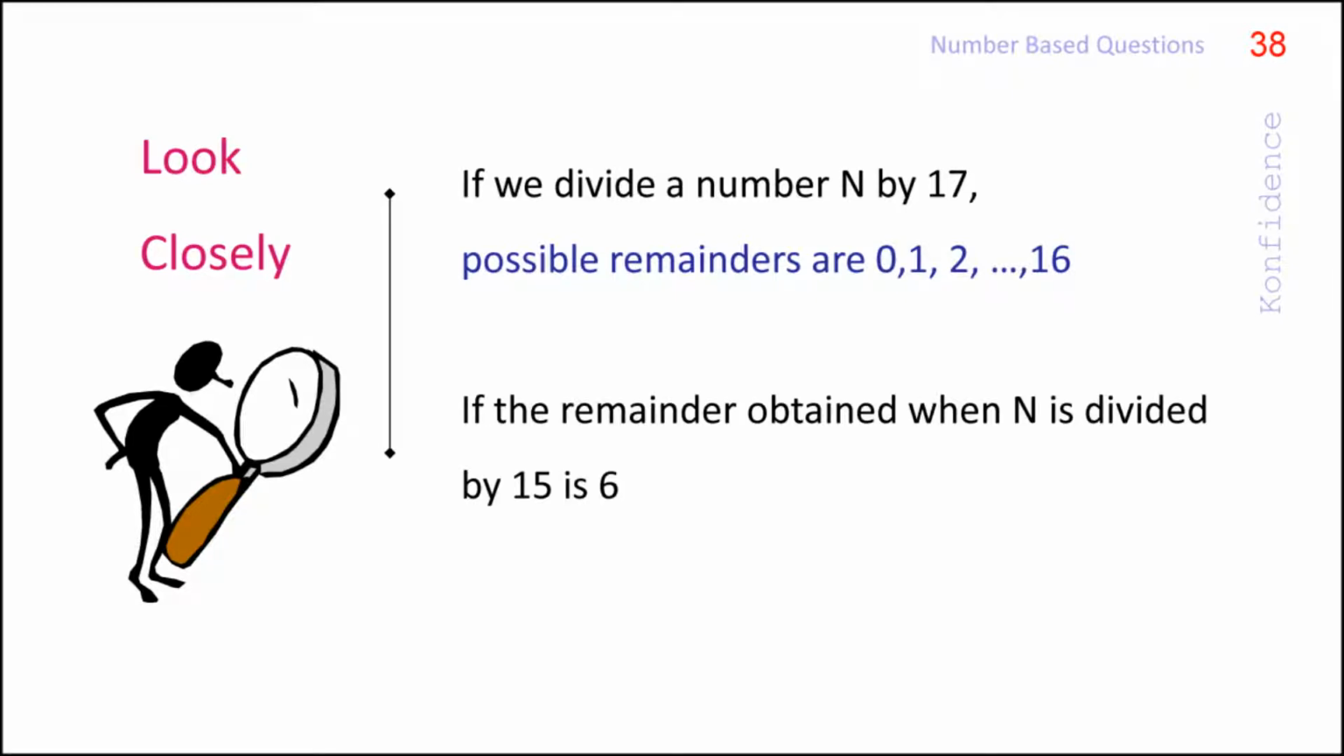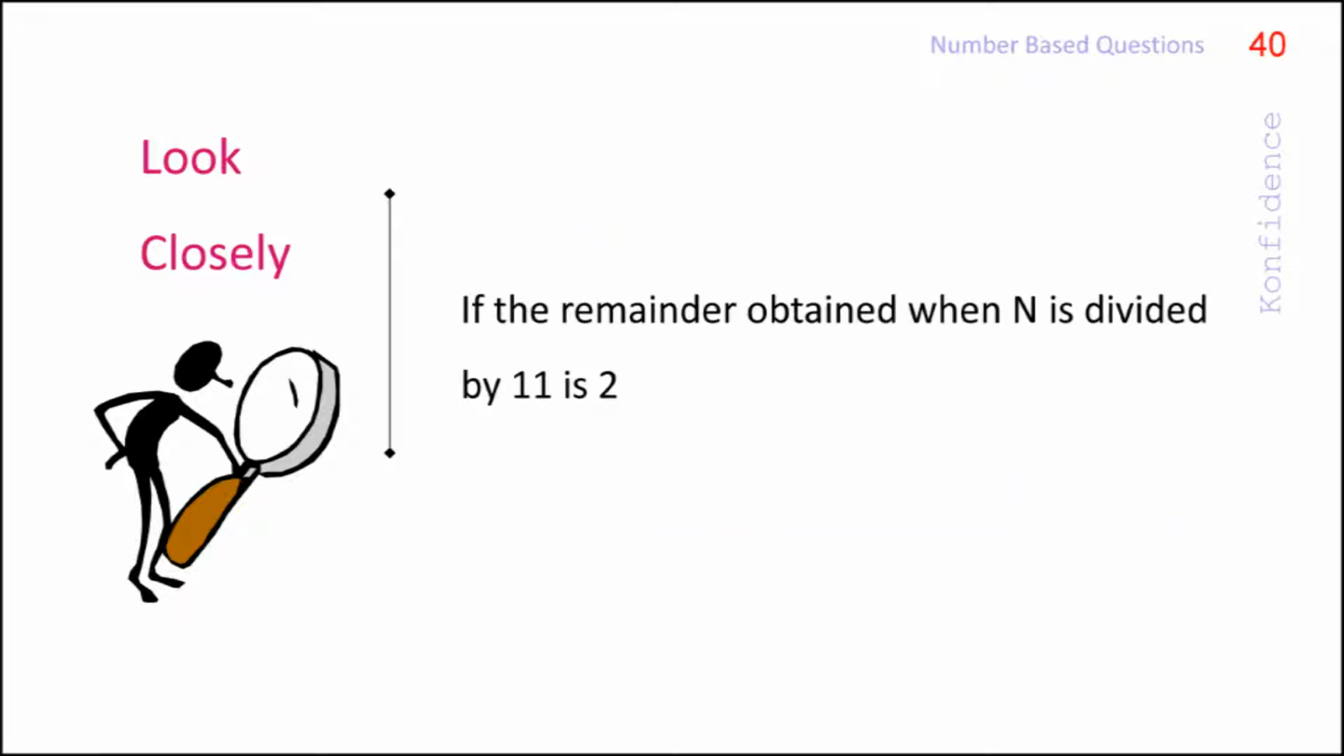If it is known that the remainder obtained on dividing a certain whole number by 15 is 6, then we can write the number in general form as 15k plus 6. Similarly, if it is known that the remainder obtained when a certain whole number is divided by 11 is 2, then the number can be written as 11k plus 2.